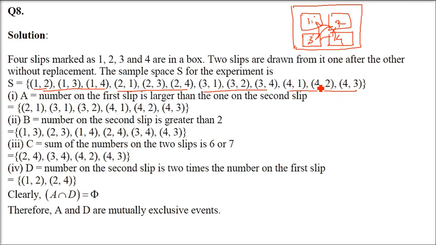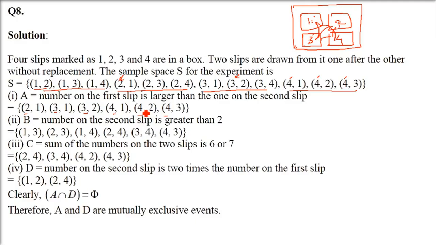First, A: the number on the first slip is larger than the one on the other slip. So which is the number that is higher? See, 2,1: 2 is higher. 3,1: 3 is higher. 3,2: 3 is higher. 4,1: 4 is higher. 4,2: 4 is higher. 4,3: 4 is higher. So this is the answer: 2,1; 3,1; 3,2; 4,1; 4,2; 4,3. In all of these the first number is higher.